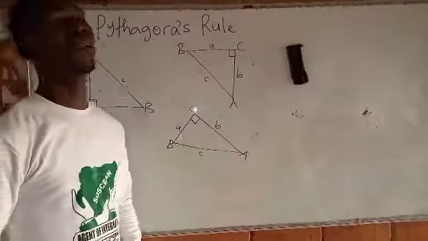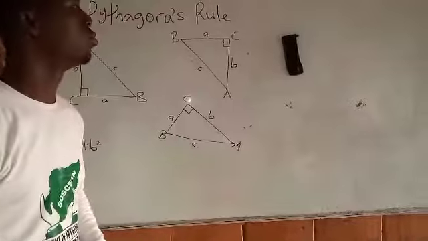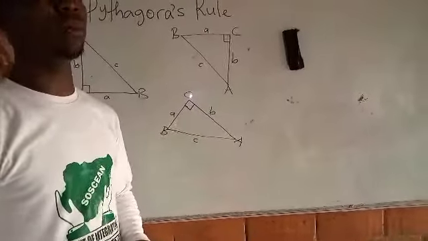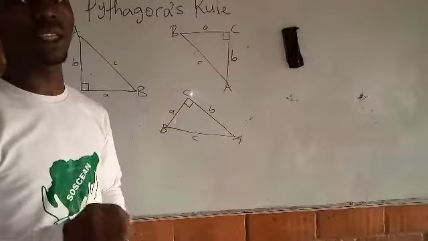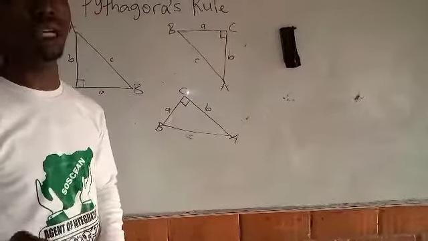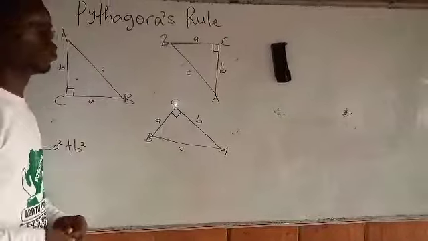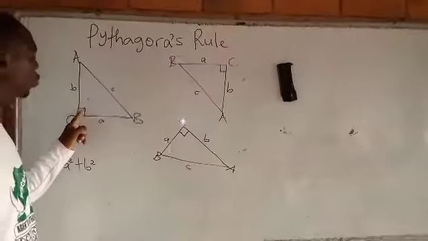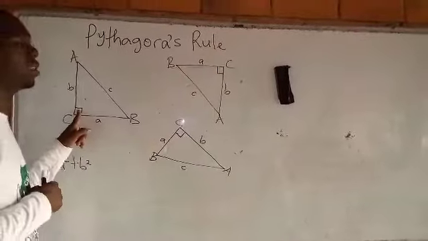This is Pythagoras Rule. This rule or theorem is usually applied when looking for the length of any side in a right angle triangle. We all know the right angle triangle. It's a kind of triangle in which one of its angles is 90 degrees.